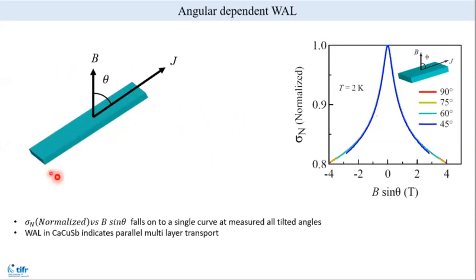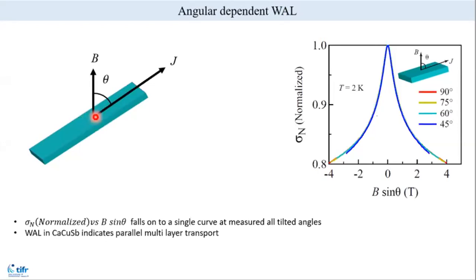If you have bulk 3D transport, then by rotating your sample, the magnetoconductance effect may come from all the different B directions. But when only the perpendicular components affect the magnetoconductance or resistivity data, that indicates your transport is 2D-like, because this is simple mathematics.